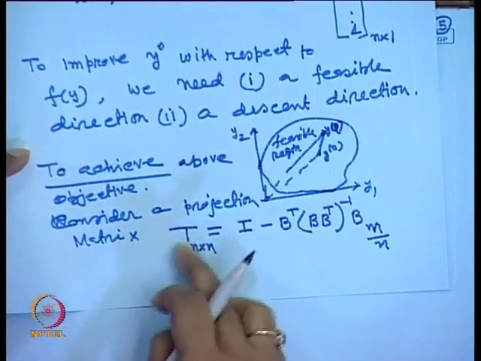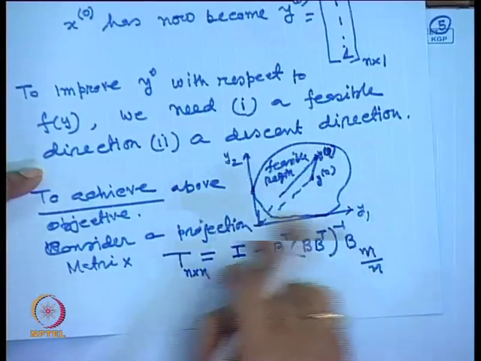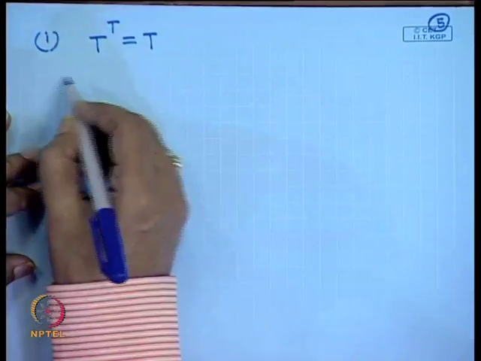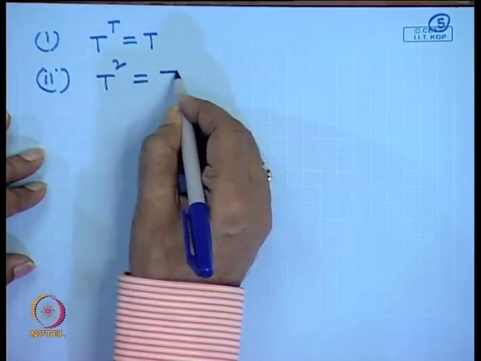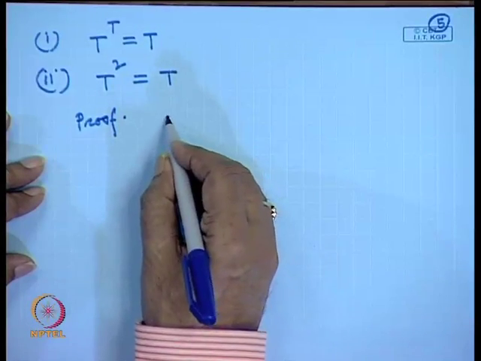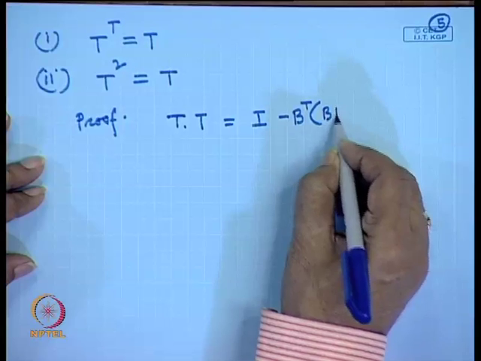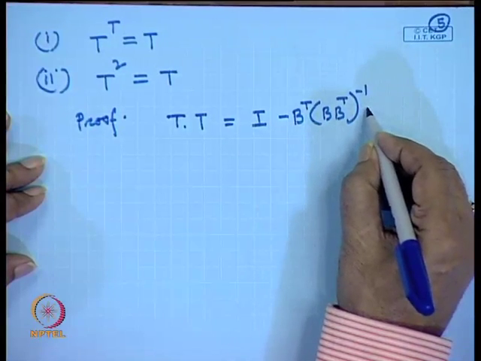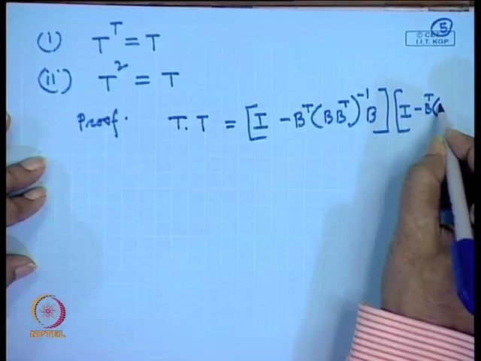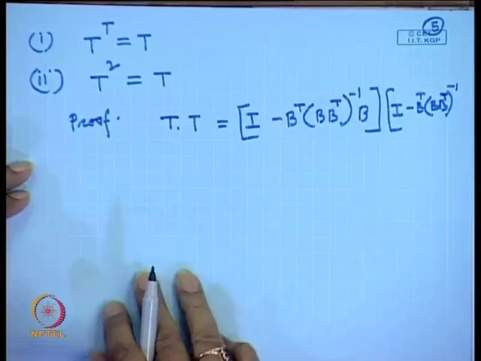Now, look at this. If you take the transpose of this, you will get the same matrix. It is easy to prove from the structure of T: just put in the value of T and take the transpose. This is one property. The second property is that T square is nothing but T. The proof is easy to check. You multiply T into T, where T is I minus B transpose, B B transpose whole inverse, into B, by I minus B transpose, B B transpose whole inverse, agree?